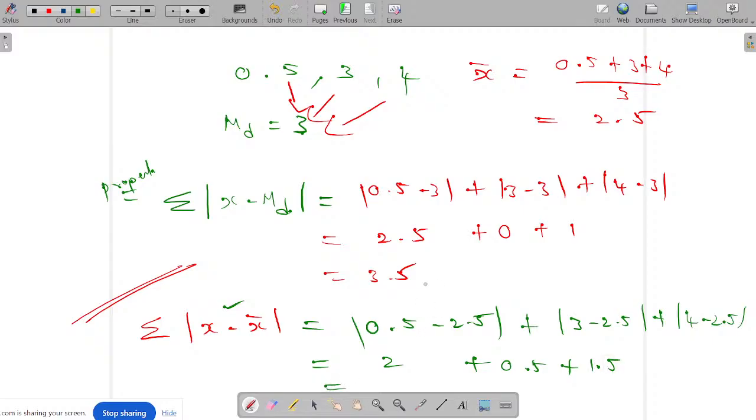Definitely, this value is not going to be 3.5. It is more than that. How much? 4. So this value is minimum when the deviations are taken from the median. Okay. Please check whether it's okay. You need not write it down because it's there in the study material. So just see, and if you have any doubts, we'll discuss.